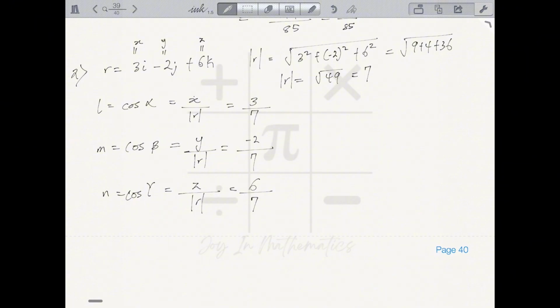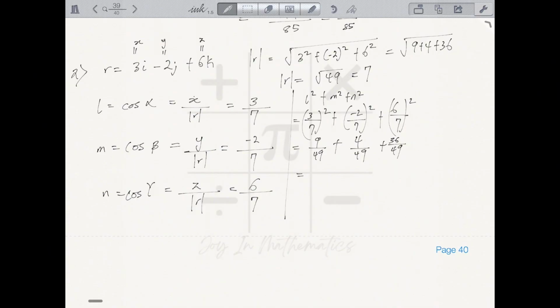So if you evaluate L squared plus M squared plus N squared, that means we're saying 3 divided by 7 squared plus minus 2 divided by 7 squared plus 6 divided by 7 squared. What will be the result? This will give us 9 divided by 49, 4 divided by 49, and 36 divided by 49. Taking the LCM, we have 9 plus 4 plus 36 divided by 49, which is equal to 49 divided by 49, which is equal to 1.